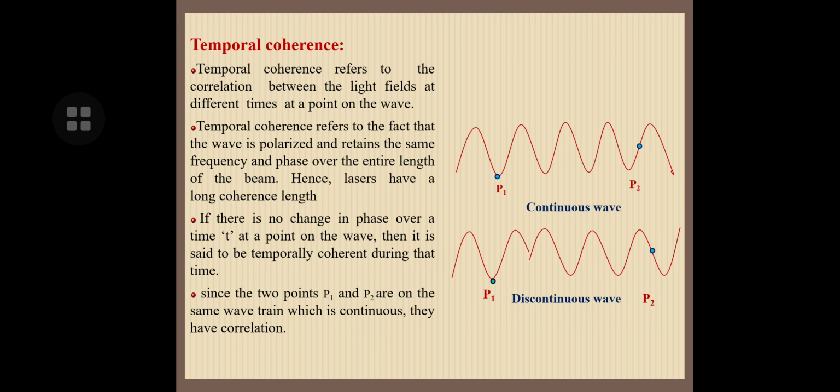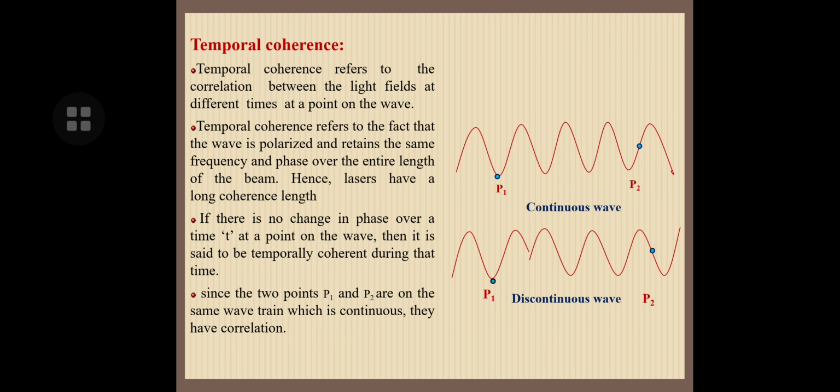Temporal coherence refers to the correlation between the light field at different times at a point on the wave. You can observe the continuous wave with points P1 and P2. At any time, when you observe at different times, it shows the same. If it is a discontinuous wave, then P1 and P2 do not carry coherence.